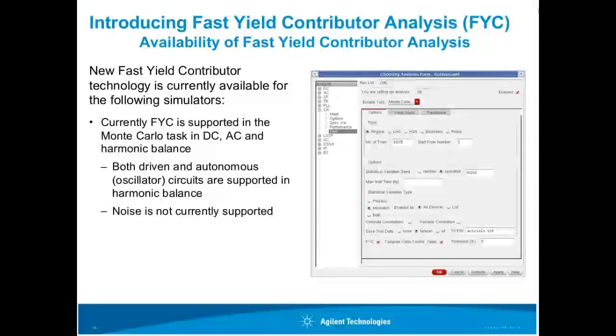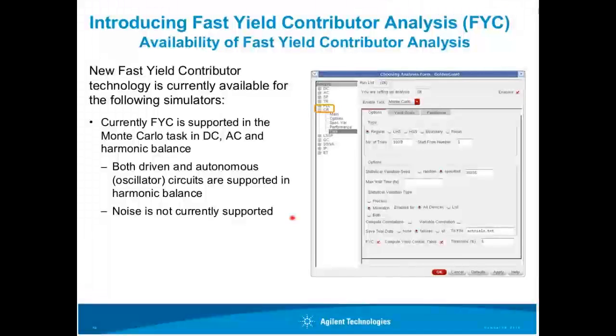So fast yield contributor analysis is now available in DC analysis, AC analysis, and harmonic balance, or HB analysis. And it is found in the task setting for the form. So if this form doesn't look familiar to you, it's because it's about to be released next month in GoldenGate 4.5. But the form has essentially the same function as the previous versions of the form that you're familiar with. But basically, you go into the task, and under Monte Carlo, you have this new FYC option, which I'll introduce in a second.